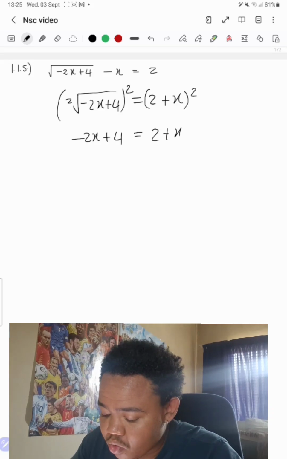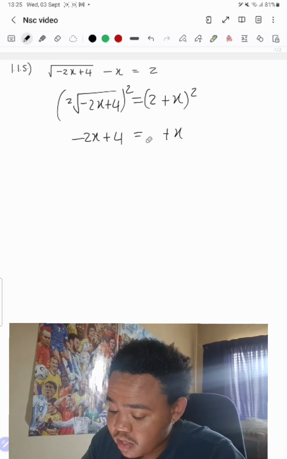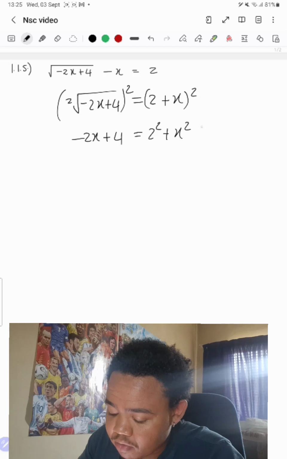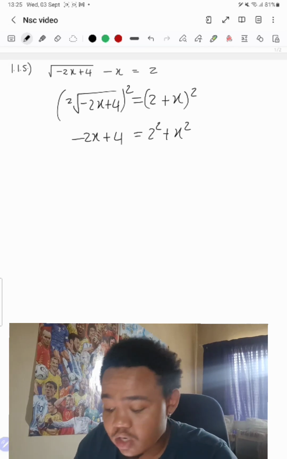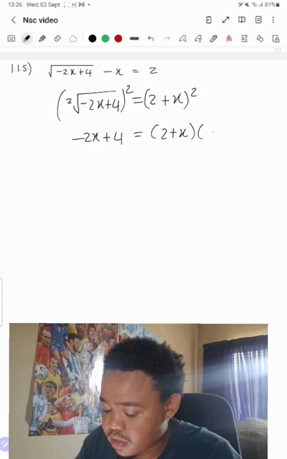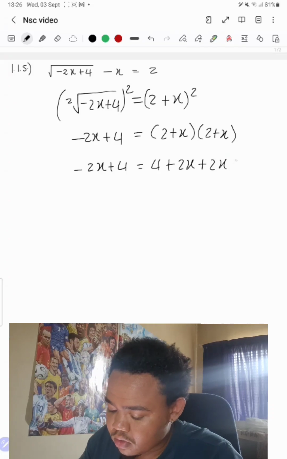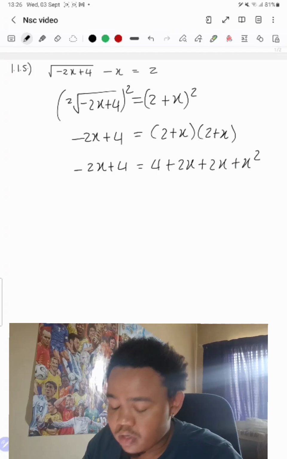This here is going to be 2 plus x times 2 plus x. A lot of people mess up with this. They think that you can just say 2 to the power of 2 and x to the power of 2. It doesn't work like that. You have to times it out. So 2 plus x, 2 plus x. Let's times it out quickly. 2 times 2 gives you 4. 2 times x will give you 2x, 2x, and then x squared.